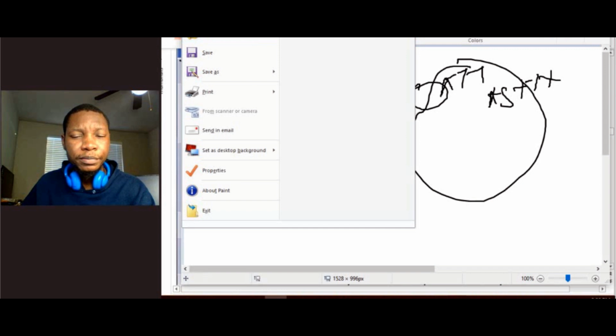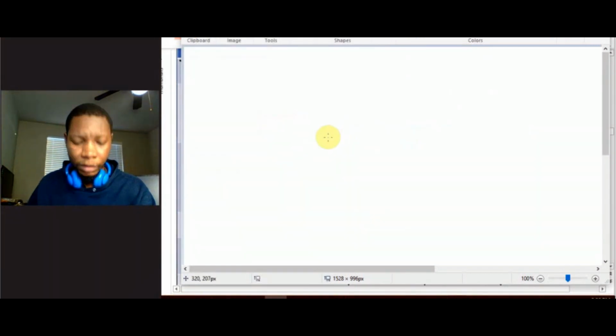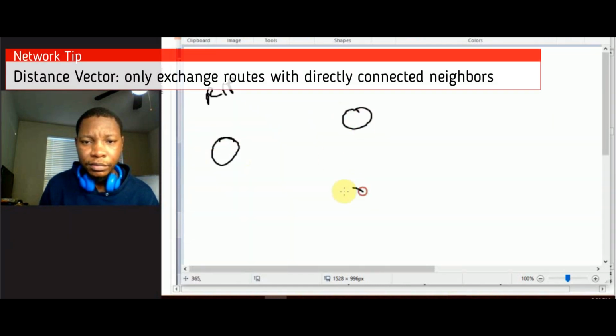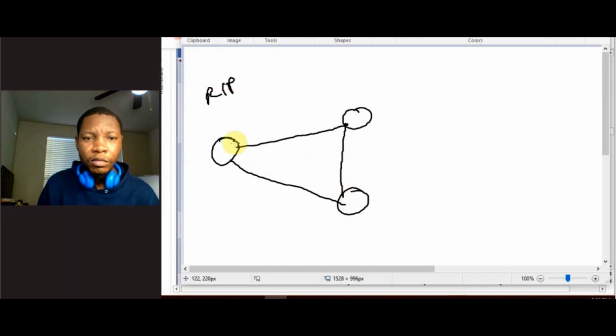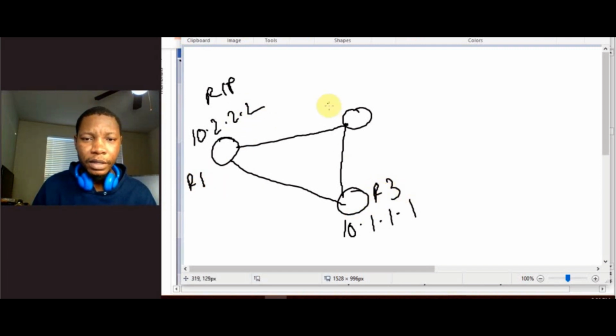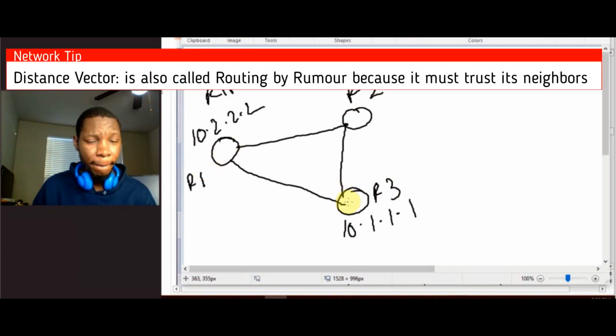Bring back my whiteboard. For RIP, say you have these routers, right? RIP considers distance to reach a route, basically. So for example, if this router is 10.1.1.1, and this guy is 10.2.2.2. This is router 1, this is router 3, and this is router 2 over here. Now router 1 wants to get to router 3.